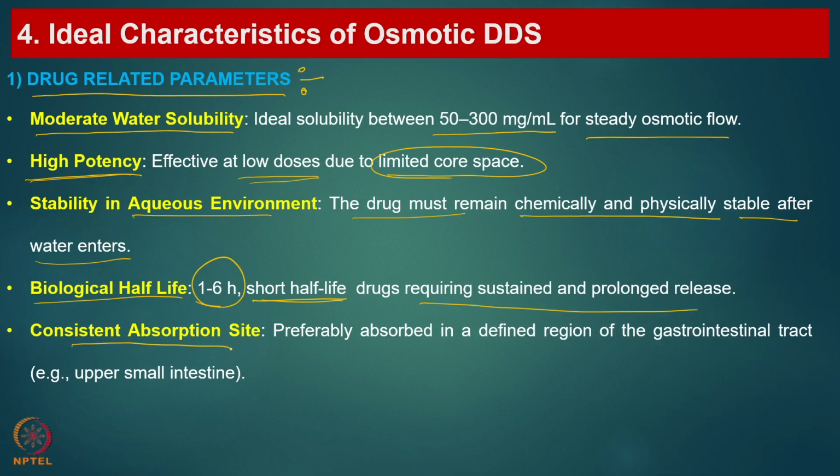Consistent absorption site: the drug should preferably be absorbed in a defined region of the GIT, for example the upper small intestine. These parameters are very important for the drug properties, and definitely your drug needs to be compatible with all types of components which are used in the osmotic drug delivery systems.